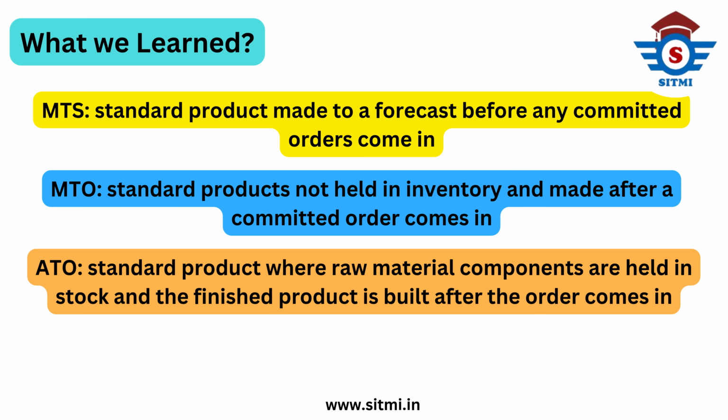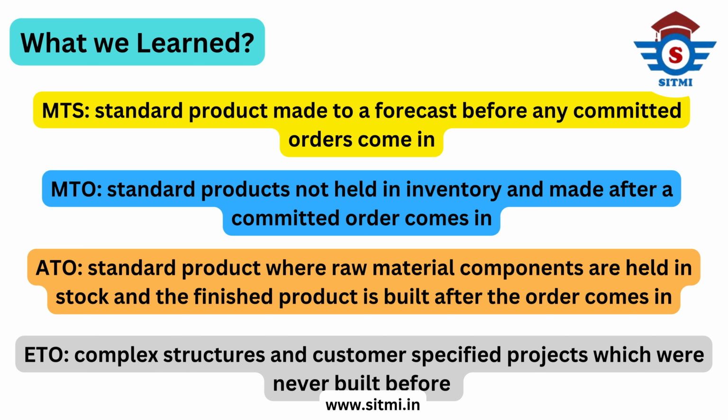Assemble to order is a standard product where raw material components are held in stock and the finished product is built or assembled only after a customer order is received. And finally, engineer to order is a complex structure where customer specified projects are considered, and those were usually never built in the past, and these are built based on the design and its approval with the customer.